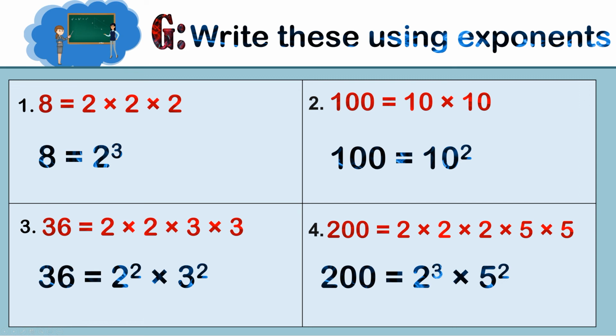How to write these numbers in exponential form? 8 is equal to 2 times 2 times 2, so 8 is equal to 2 cubed. Number 2. 100 is equal to 10 times 10. Therefore, 100 will be equal to 10 squared, or 10 exponent 2. Or another way is 10 raised to the power 2.